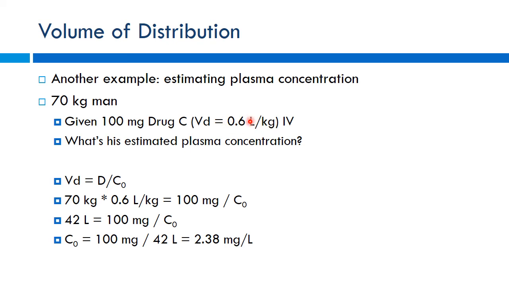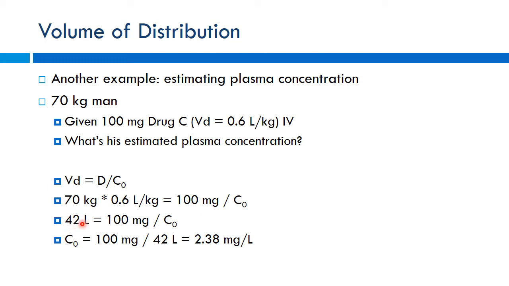So for instance, if I were to do this, I can just rearrange my equation, using that same volume of distribution equals dose over C0. Basically, what I see is that the volume of distribution for him would be 70 kilos times that 0.6, which will equal 100 milligrams divided by that C0, which is what I'm trying to estimate.